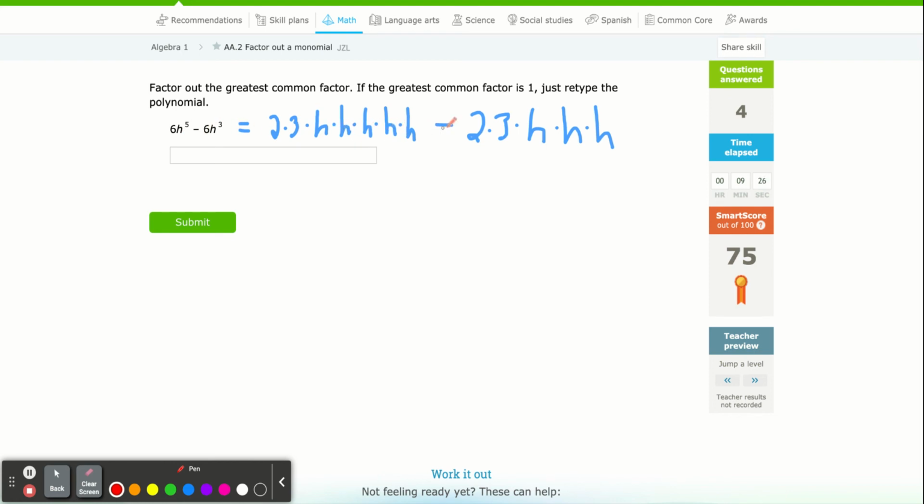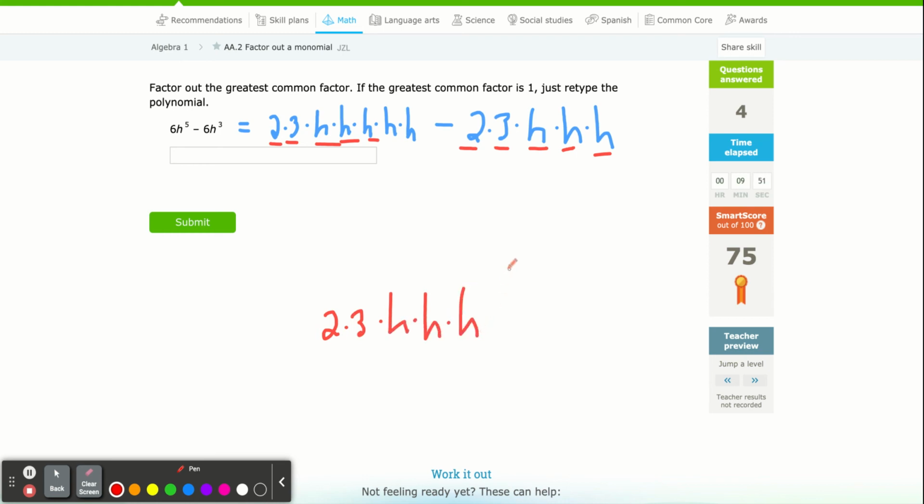H times h times h times h times h. I expanded this 6 into a 2 times a 3, and I expanded out the h cubed to h times h times h, because I want to emphasize that we have a 2 in common, a 3 in common, one h, a second h, and a third h. So what I'm factoring out is the 2, the 3, and the 3 h's.